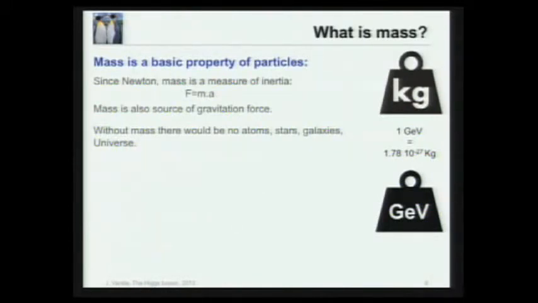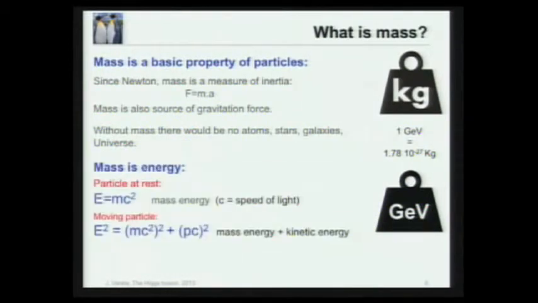Because indeed, to be more precise, this should be GeV divided by c squared, the speed of light squared. But don't worry too much about those details. Now, the other thing that we know about mass since Einstein is that mass is energy. There is this famous equation that gives the relation between energy and mass for a particle at rest. If it is not at rest, the particle has the mass energy, but there's also kinetic energy that is given by the momentum squared. And you may eliminate all these c's. If you put c equal to 1, things become much simpler.